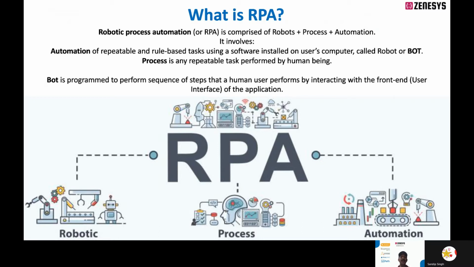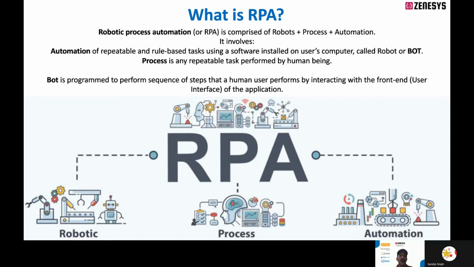Okay, so basically when we talk about a process that we are trying to automate, this is any task that is performed by a human being. For example, copying data from an Excel file and pasting it to a document, or moving a file from one folder to another folder. The second part is called automation, which means that we are creating computer programs to perform the same actions as a human being is performing.